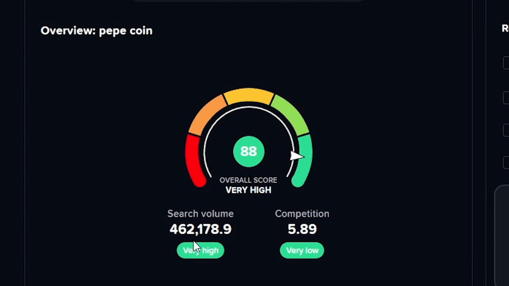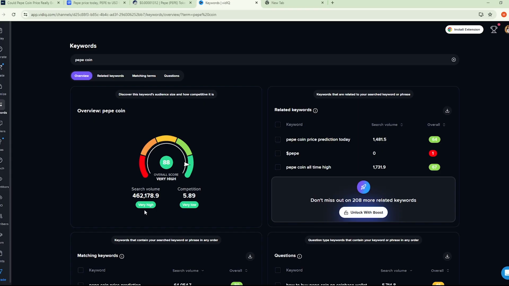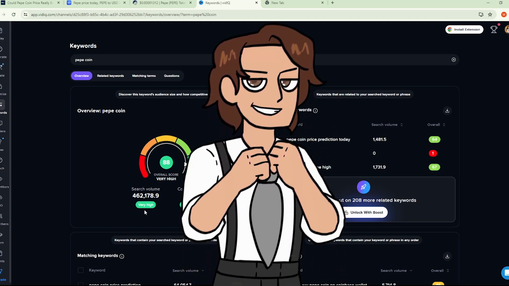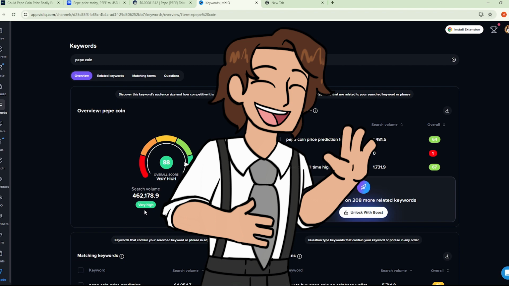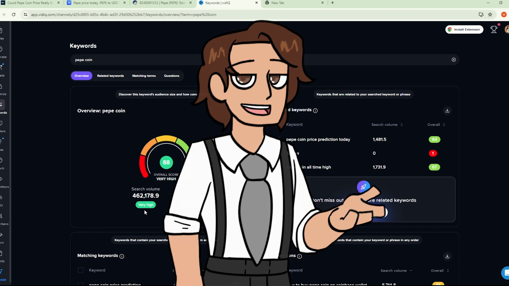Now, last month, that search volume number was sitting at around 225,000, and right now it's sitting at 462,000. That's near double the number of last month, which means that there is double the interest of pepecoin since 1 month ago. This could spell out a growing interest for pepecoin. And hopefully some more views for me, right? But besides that, the number of people that are searching for pepecoin on YouTube is growing.